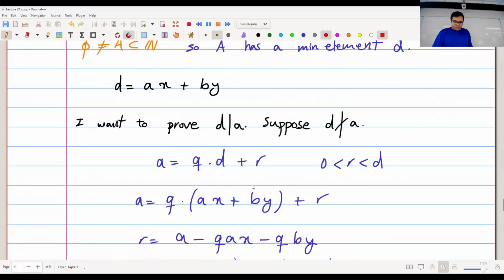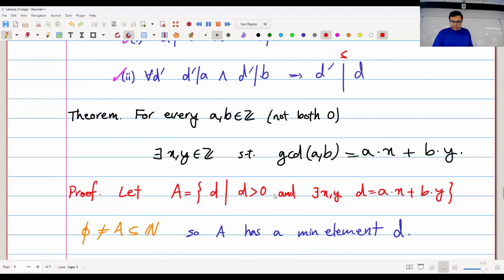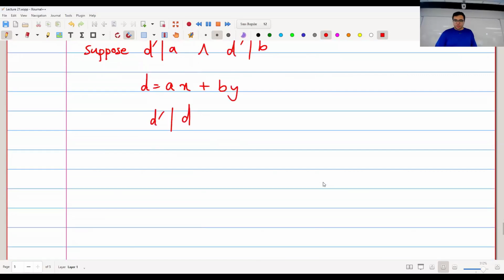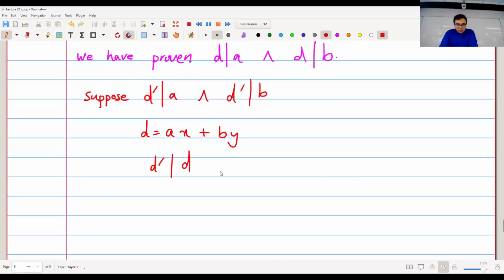By the way, we kind of proved something else as well. If you look at this set A, the set of all the numbers that can be written as a linear combination of A and B, we just proved that this set is exactly the set of the multiples of the GCD. Right? So what did I do here? I said whenever I have some number that is of the form AX plus BY, it's a multiple of my GCD. Right?